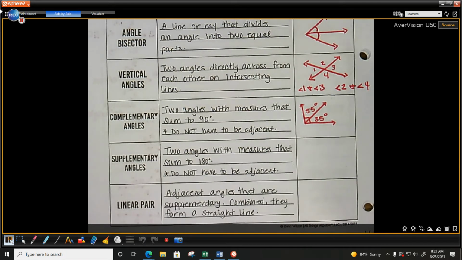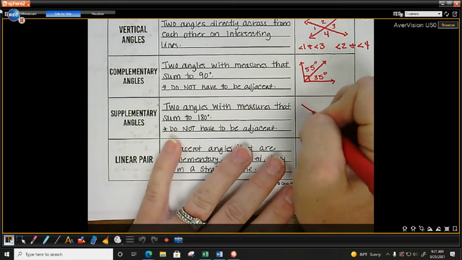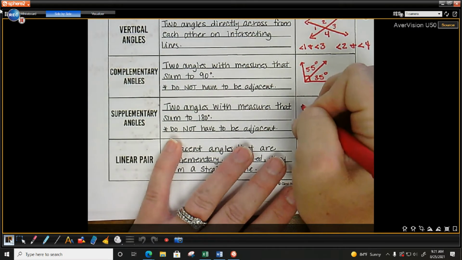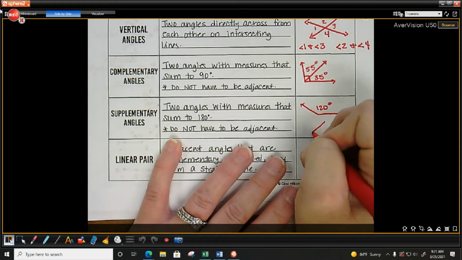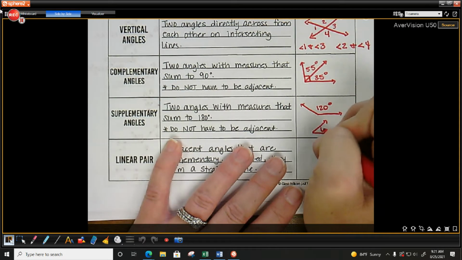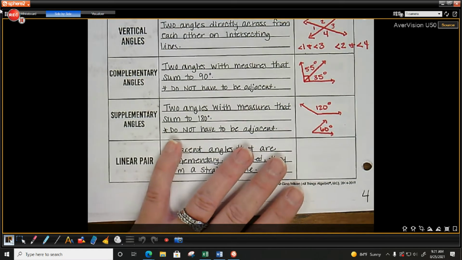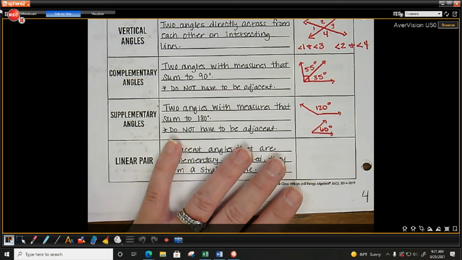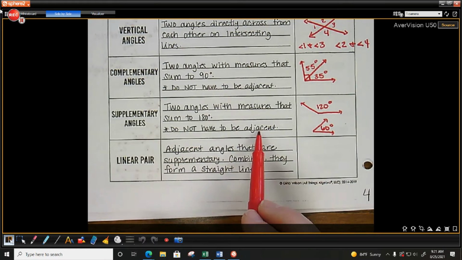Okay? So supplementary means the sum of the angles is 180. So if I have an angle like this, which is 120 degrees, and then if I have an angle like this, which is 60 degrees, if I add these two angles together, what do I get? 180. That means that those two angles are supplementary. Okay? Again, they don't have to be adjacent.